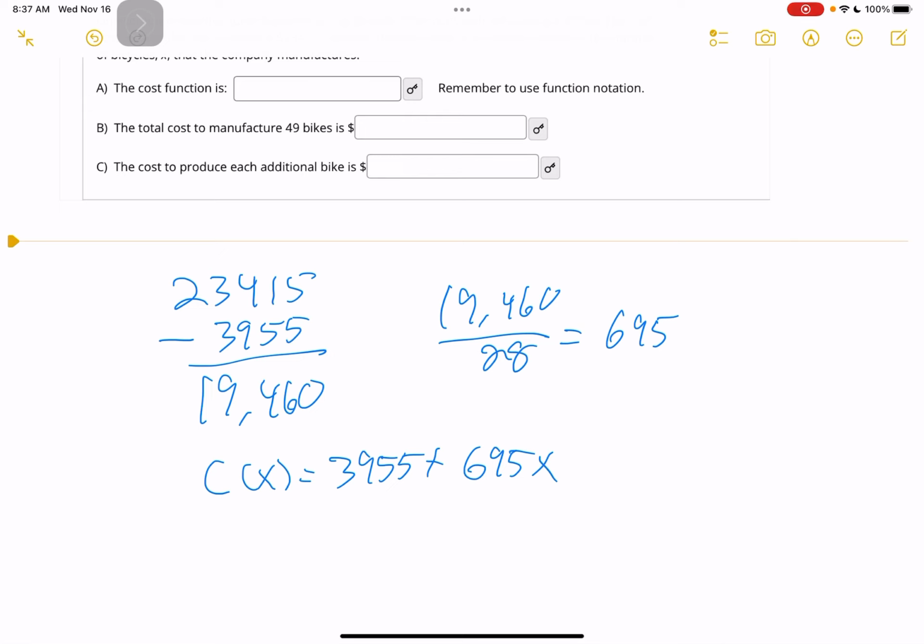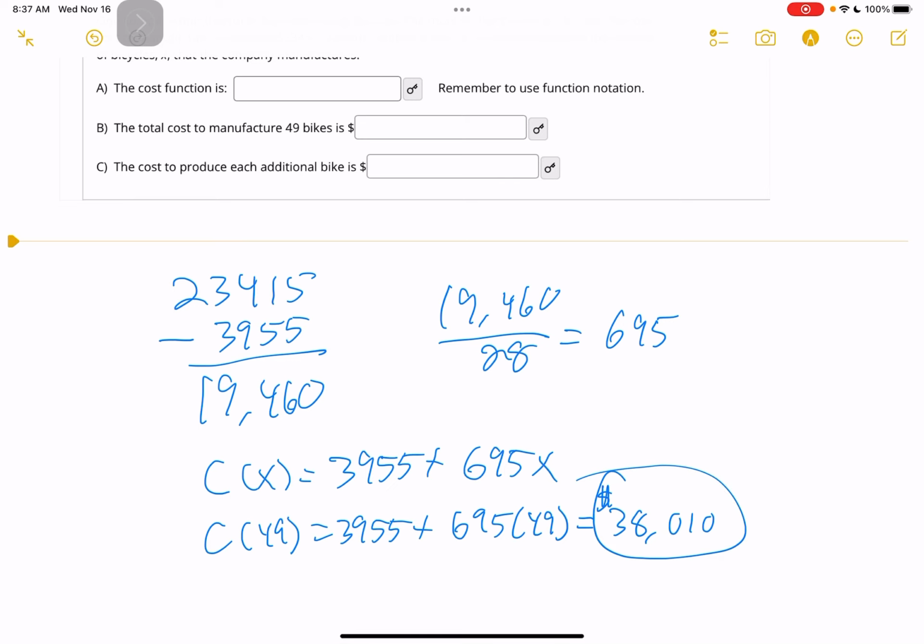Answer to B, it uses the function. C of 49 is $39.55 plus $695 times 49. And for that, I get $38,010. Oops, I wrote it wrong. $10.